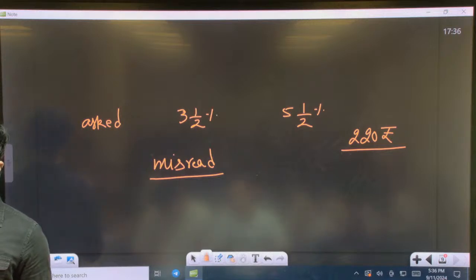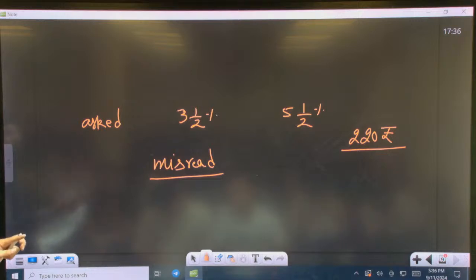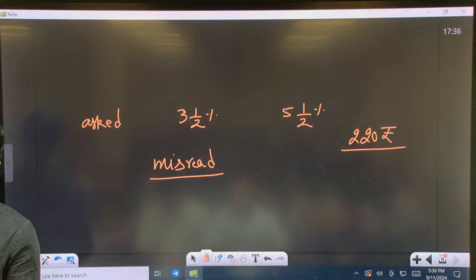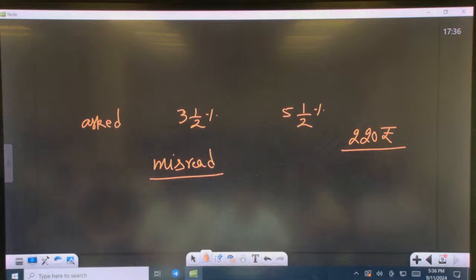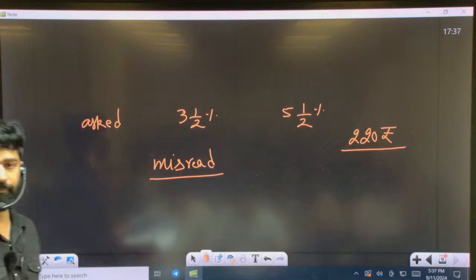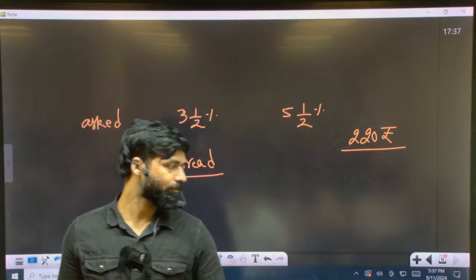The boy was told that he had to find the value of 3.5 percentage of a sum of money, but he misread the information and found 5.5 percentage of the same sum of money, and his answer is 220 rupees. So you have to find the correct value of 3.5 percentage of the money. So this is the question.